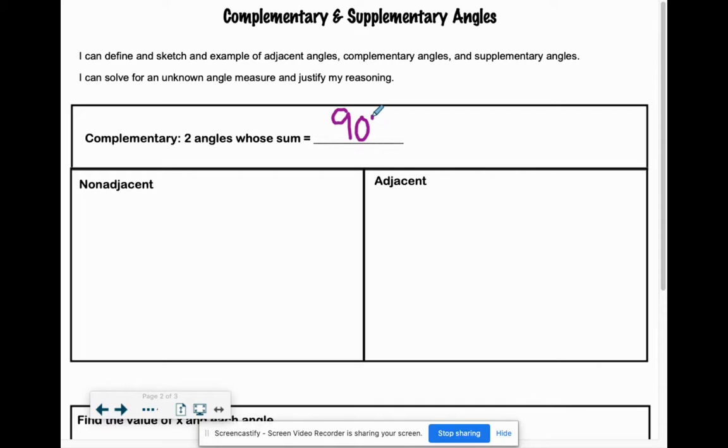Do you know what non-adjacent means? No. Non-adjacent means they're not together, they're separate.